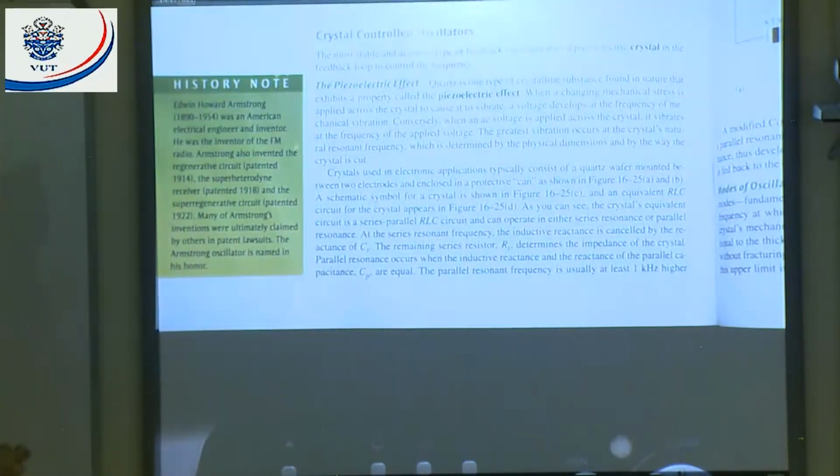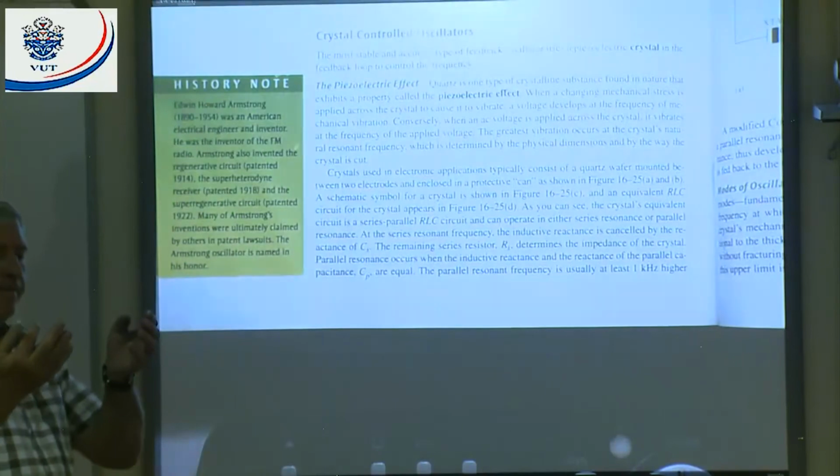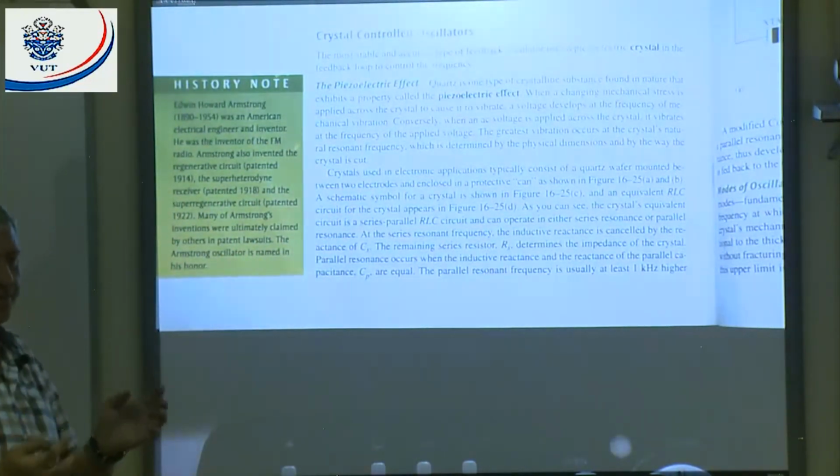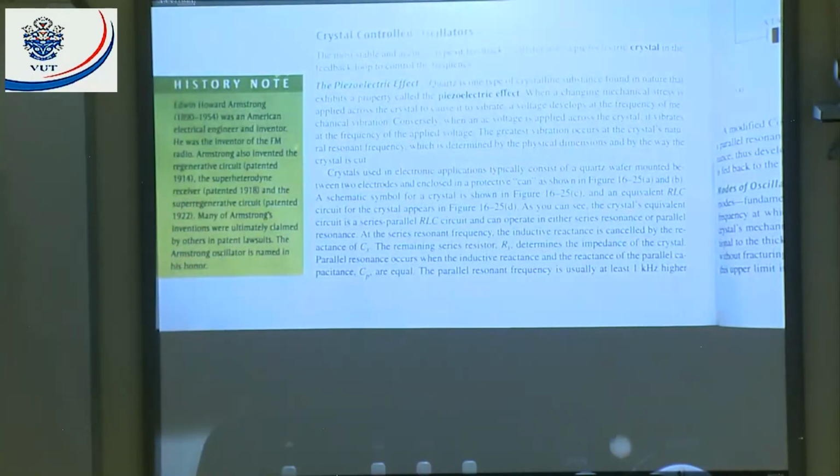They say the most stable and accurate type of feedback oscillator uses a piezoelectric crystal in the feedback loop to control frequency. Now, quartz is basically a substance we find in nature. How do they create a crystal? They cut it to certain dimensions. We will come to that.